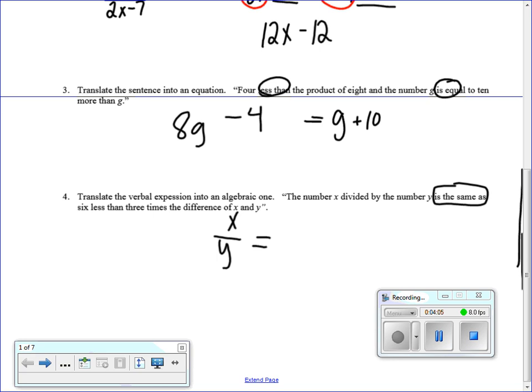Okay, it is the same as 6 less than, oh, we see this less than again. Remember that less than means that the 6 goes behind the minus sign. It is 6 less than 3 times the difference of x and y. So we take the difference of x and y, which would be x minus y, and we multiply that by 3. And how we show that is using the distributive property.